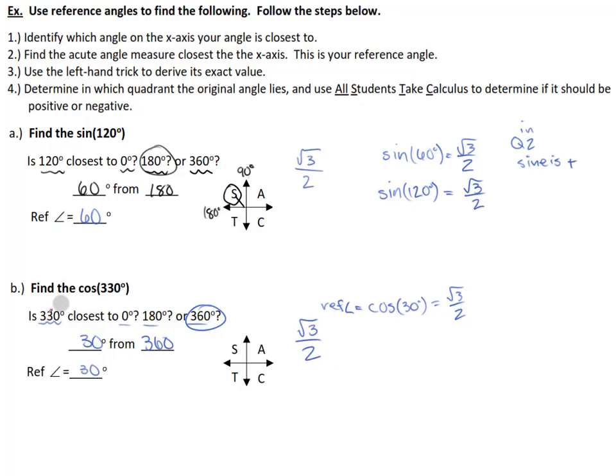But my angle is really 330. So where are we at 330? We're down here in quadrant 4, right? We're between 270 and 360. So in quadrant 4, cosine is positive. Wow, we didn't have to change our sign at all. Cosine is positive. So our actual angle of 330 degrees happens to also be positive root 3 over 2. Okay, let's try a few more examples of these.